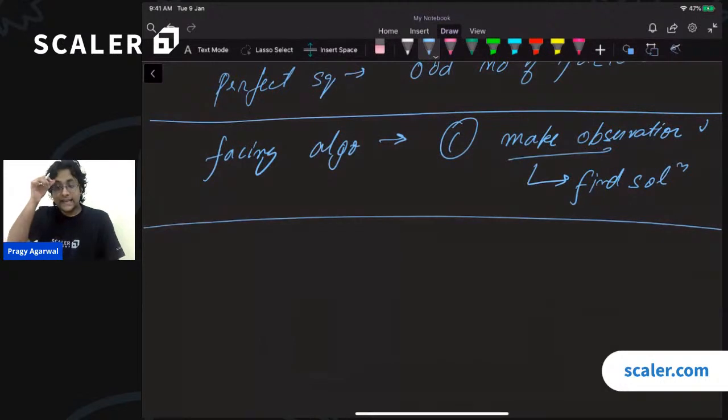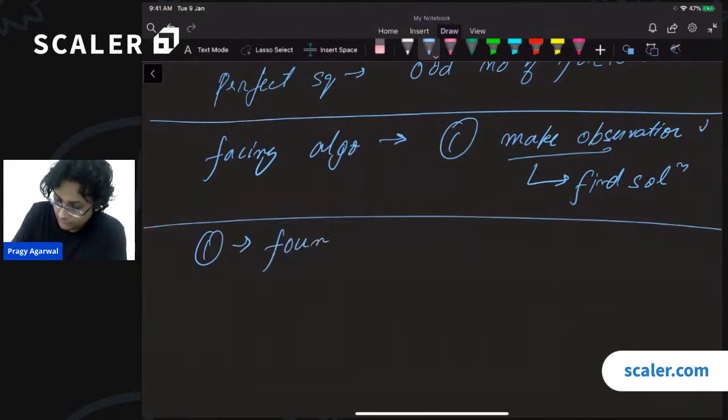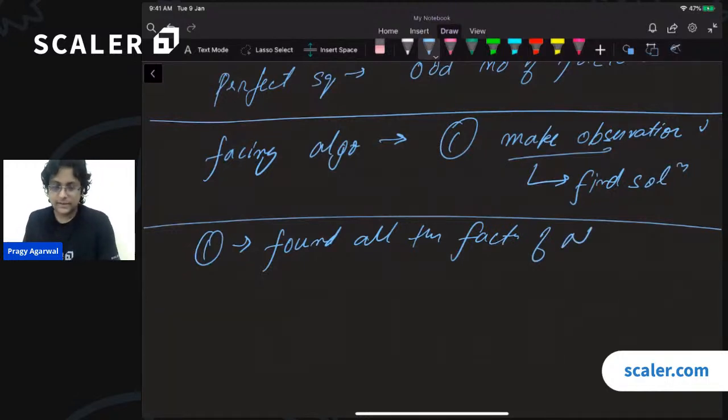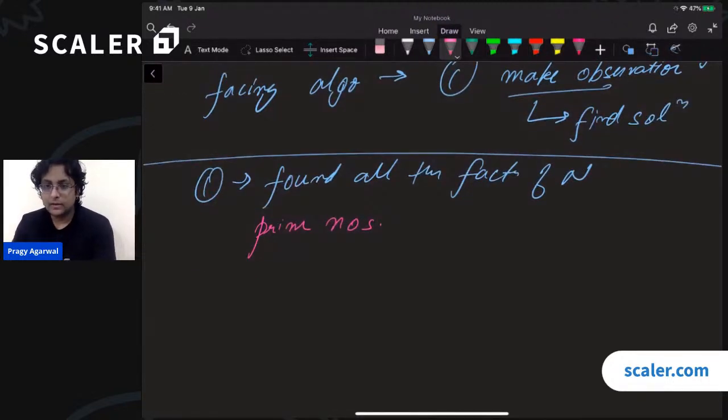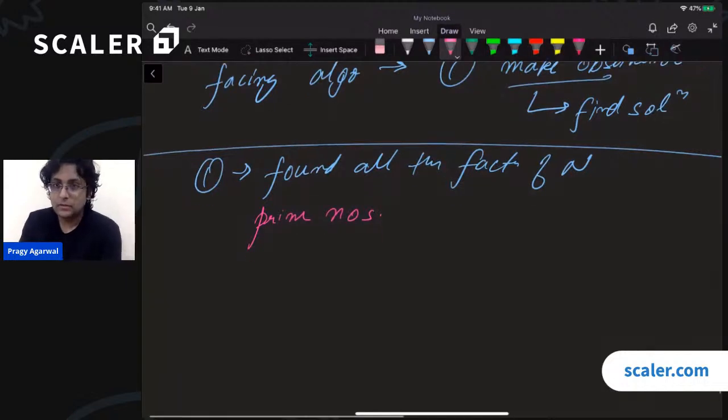Cool. So that was a nice little exercise. Let us go back to what we were doing earlier. First of all, what we did was we found all the factors of n. That is the first thing that we did. Now, while we were doing this, we kept talking about prime numbers. So first of all, can someone quickly tell me what a prime number is? What is the definition of a prime number?